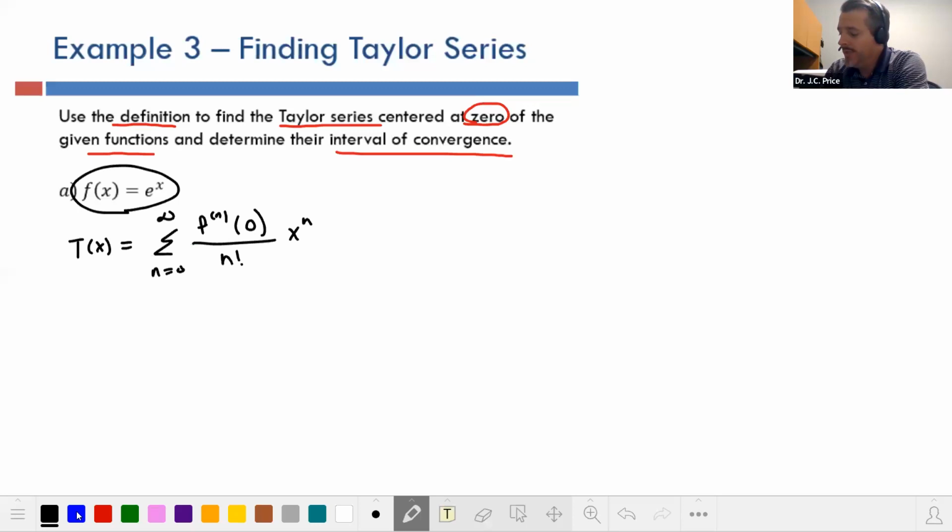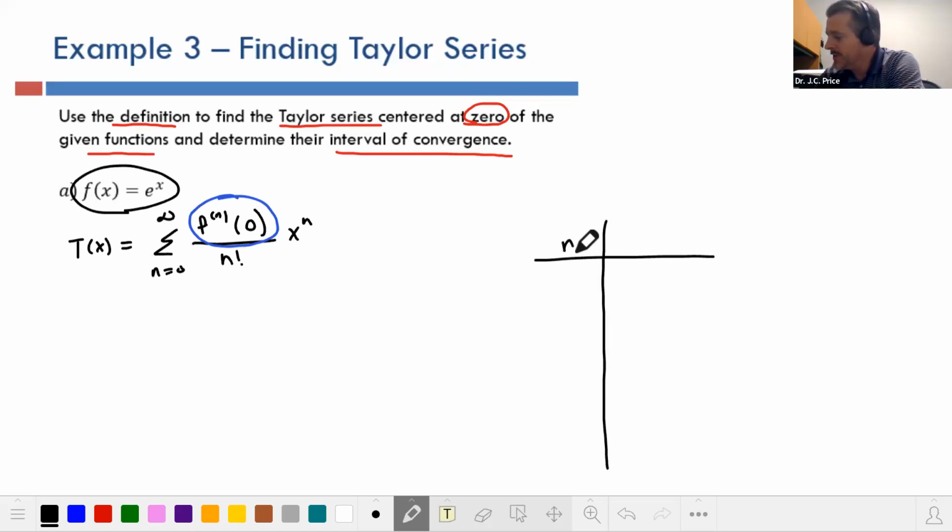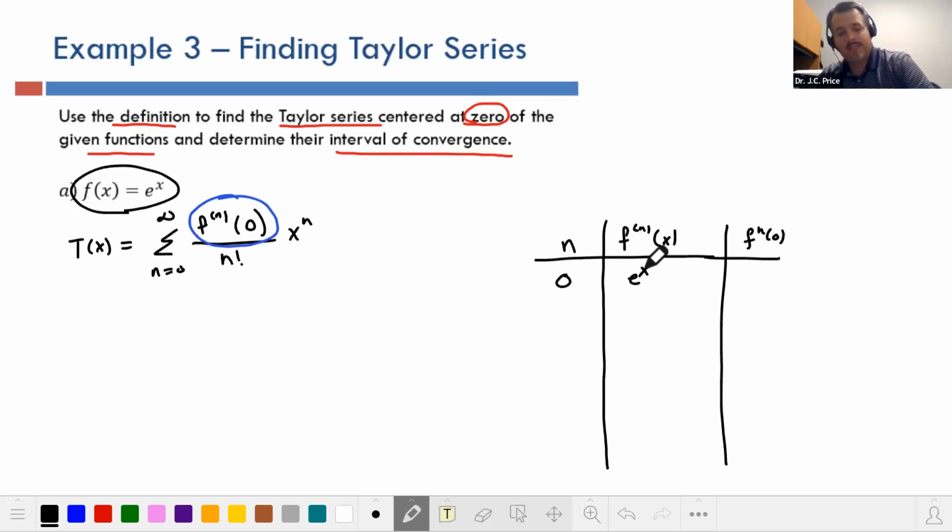Now, we need to find this guy right here. How are we going to do that? We're going to do it like we've been doing it. We're just going to make a table. So over here, I'm going to make a table. Here's my n. This will be my nth derivative of x. And then over here, I'll plug in 0 to see what I get. For n equals 0, we just have the function e to the x. Whenever you put a 0 up here with that little parenthesis, it just means the function. So this is just f of x, which equals e to the x.